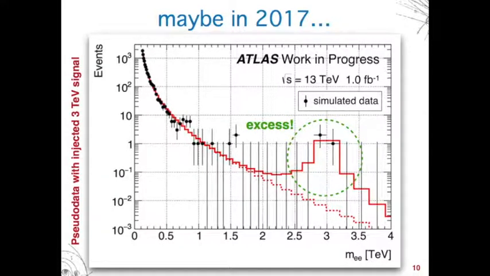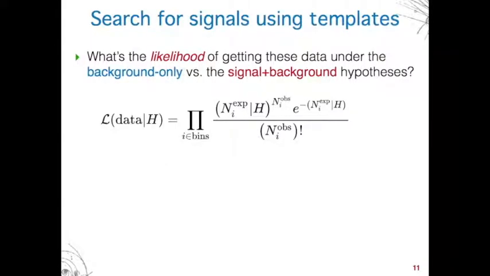Imagine if in 2017 we had something like this. Now, don't get me wrong, this is again just a toy, a pseudo data set, and I've just for fun injected a signal at 3 TeV. So this is what I mean when I say it should produce an excess. The first question we need to answer is, what's the likelihood of getting these data under the background only versus the background plus signal hypotheses?